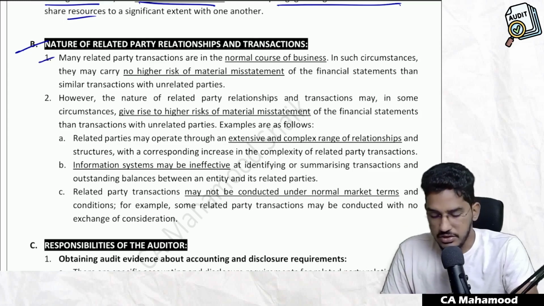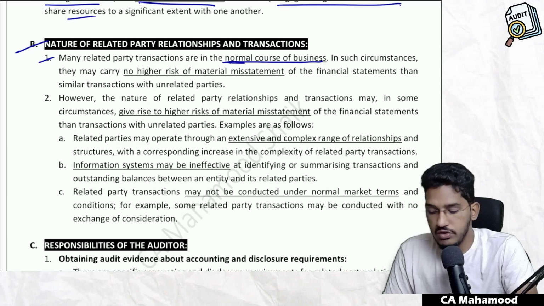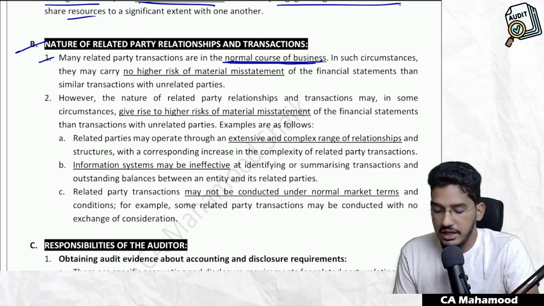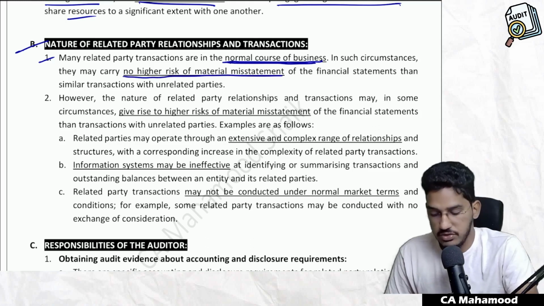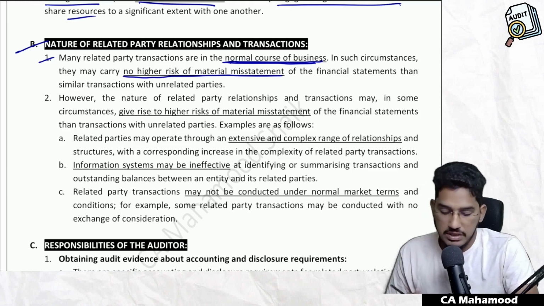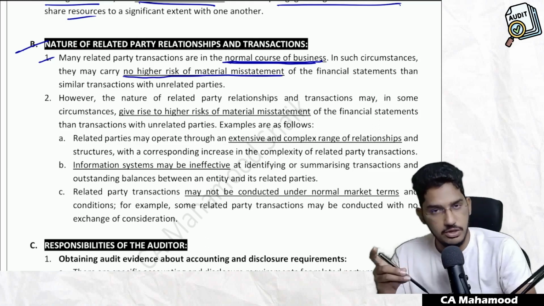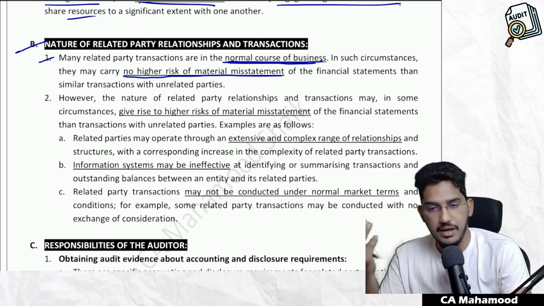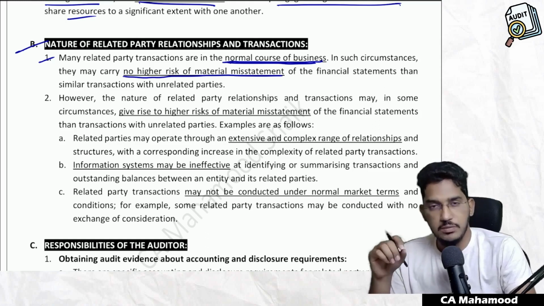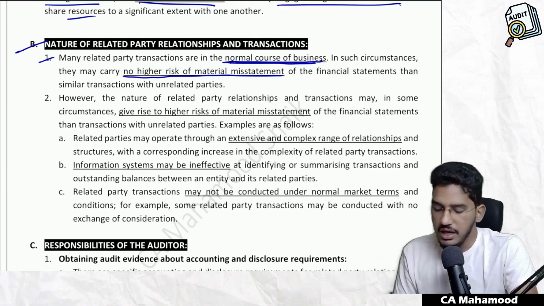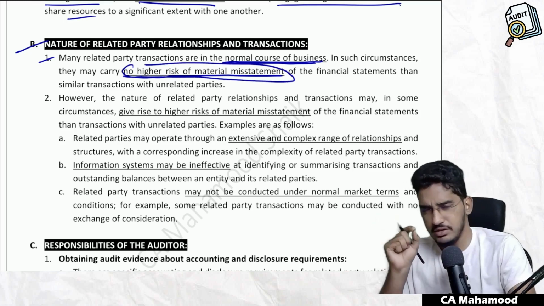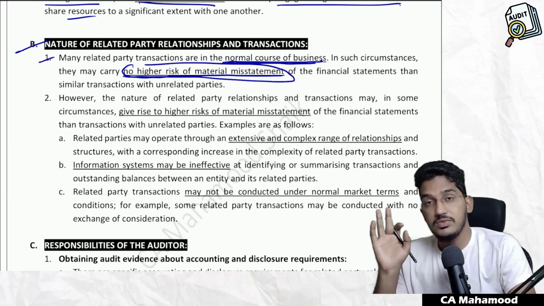Many related party transactions are in the normal course of business. In such circumstances, they may carry no higher risk of material misstatement of the financial statements than similar transactions with unrelated parties. That means if whatever transactions you are doing with related parties are on the same terms and conditions you follow with unrelated parties, then generally they might not carry a higher risk of material misstatement. But in some cases, related parties will carry higher risk.